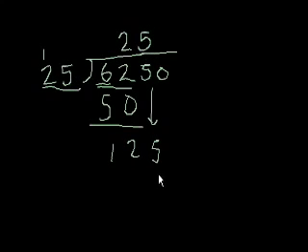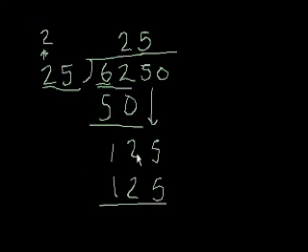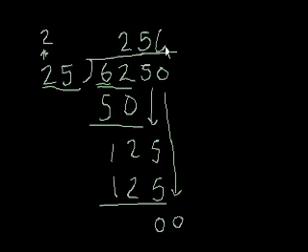5 times 5 is 25. 5 times 2 is 10 plus 2, 125. So it goes in exact. So 125 minus 125 is clearly 0. Then we bring down this 0. And 25 goes into 0 0 times. 0 times 25 is 0. Remainder is 0. So we see that 25 goes into 6,250 exactly 250 times. Let's do another problem.